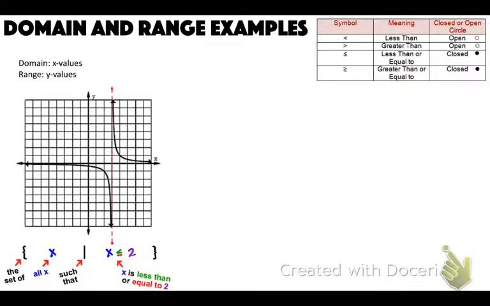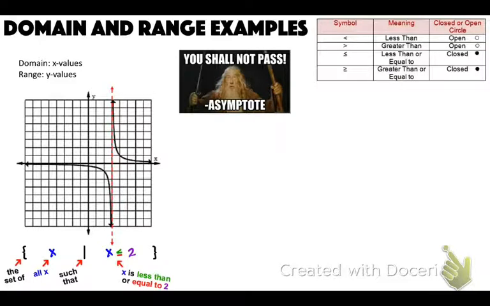Okay, this one right here, it looks like we have a break in there. That's called an asymptote. We cannot pass the asymptote. There's no values where that's going to cross. This is just going to go up against here forever, and it's also going to go down forever.